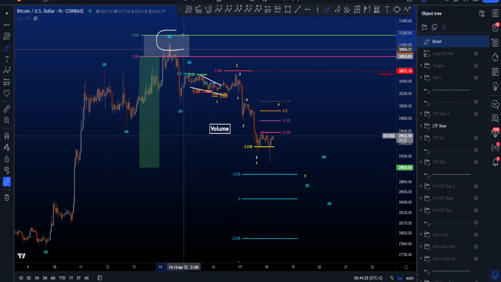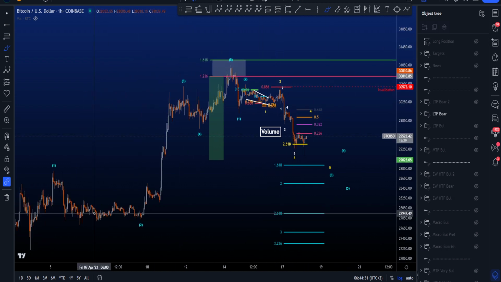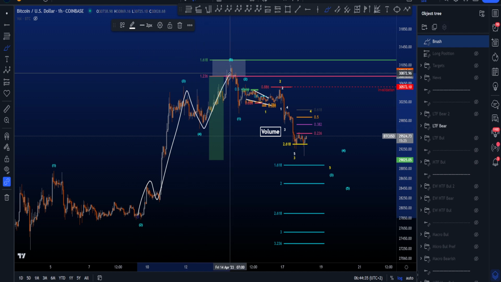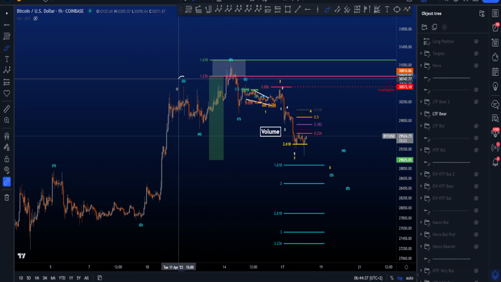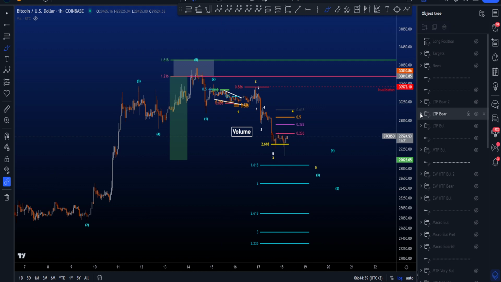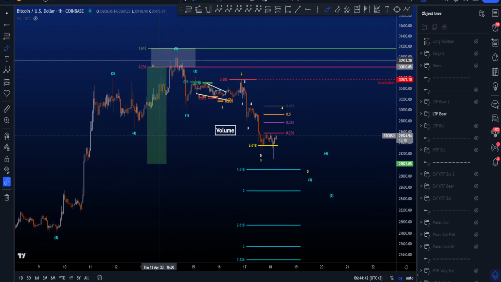Now, this can be a wave 5, yes, not necessarily the way it's counted here, because it can also be a 1, 2, 3, 4, 5 as in the bullish scenario, and this wave 3 goes over here. However, the reason that this could have been a wave 5 is that this is the most common target for a wave 5.